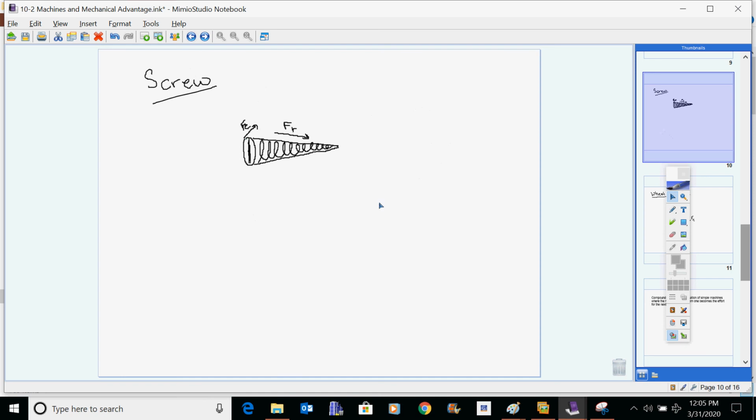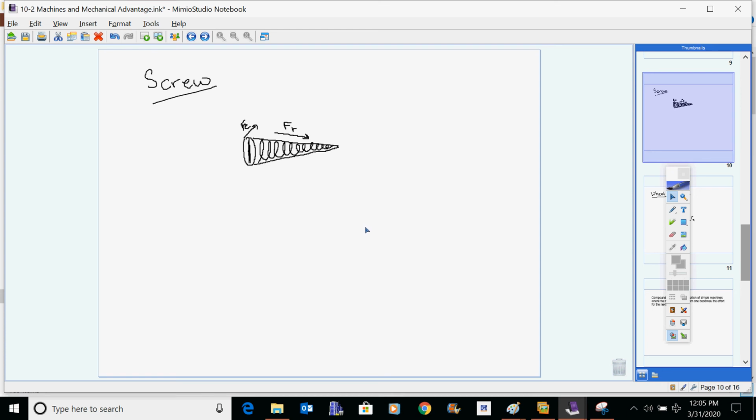Another one's a screw. Now I have a screw drawn here. Now the effort, it's kind of hard to see, it's kind of coming off at a tangent. So you've got a screwdriver and you're turning that screw. And what happens is the effort's going around the screw as it goes, but the resistance, or the result, is that it's pushing in this way. This works also with something called a C-clamp.